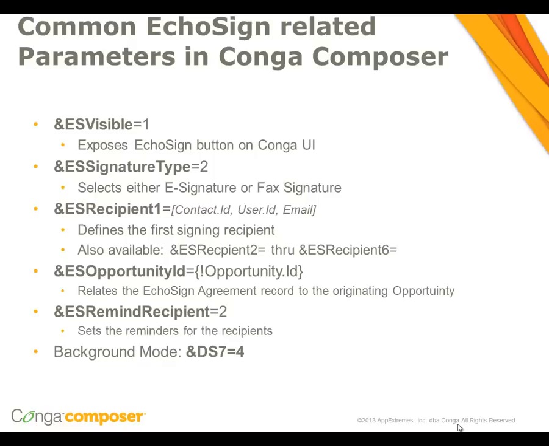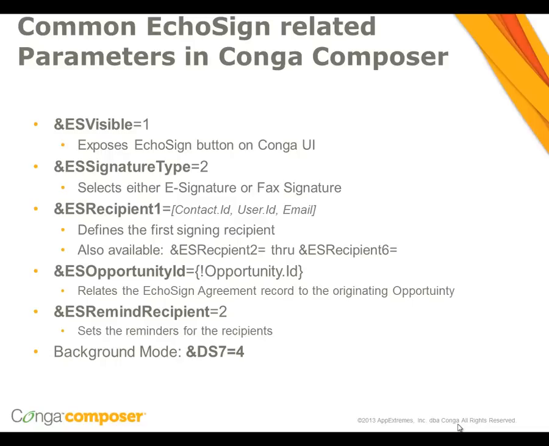Quickly, I'm going to highlight some of the parameters that I'm going to apply and utilize today. We'll be doing a live demo in just a moment, but the most important parameter is right there at the top, ES_visible equals 1. This is a parameter inside the Conga Composer button that will enable and expose the EchoSign button on the Conga window.